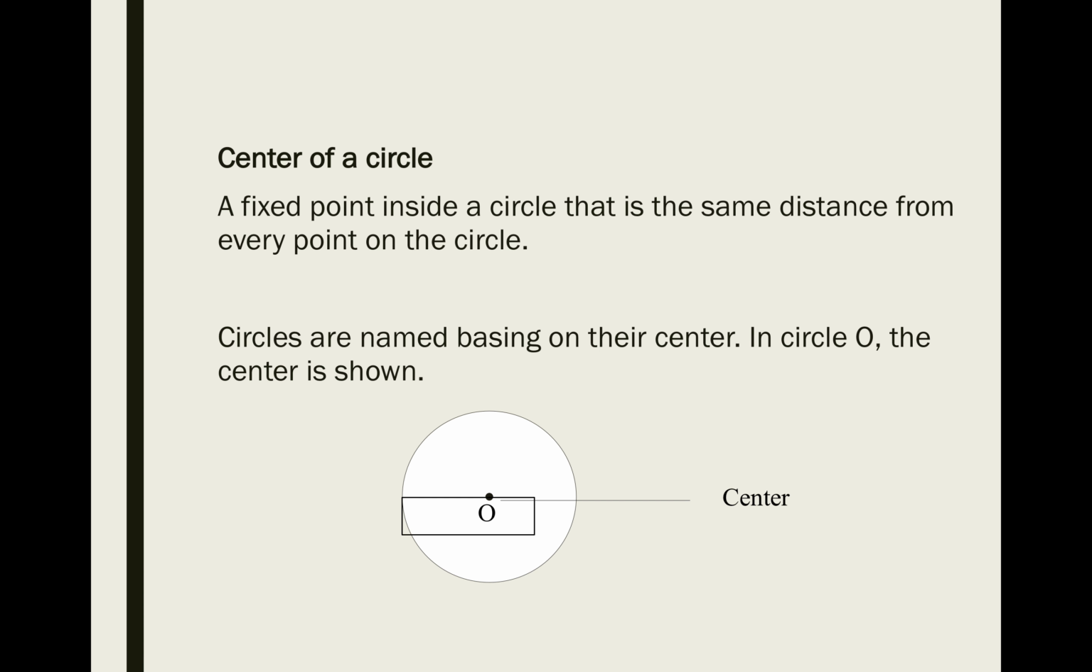The center of a circle is a fixed point inside a circle that is the same distance from every point on the circle. Circles are named based on their center. In circle O, the center is shown. So O would be our center. The box actually isn't supposed to be there. I don't know why it's there. I probably should have fixed that, but it's there. So this circle is named O. That's like the letter O, not a zero. So again, to name this circle, you would name it after whatever you put here in the middle, the center of the circle.